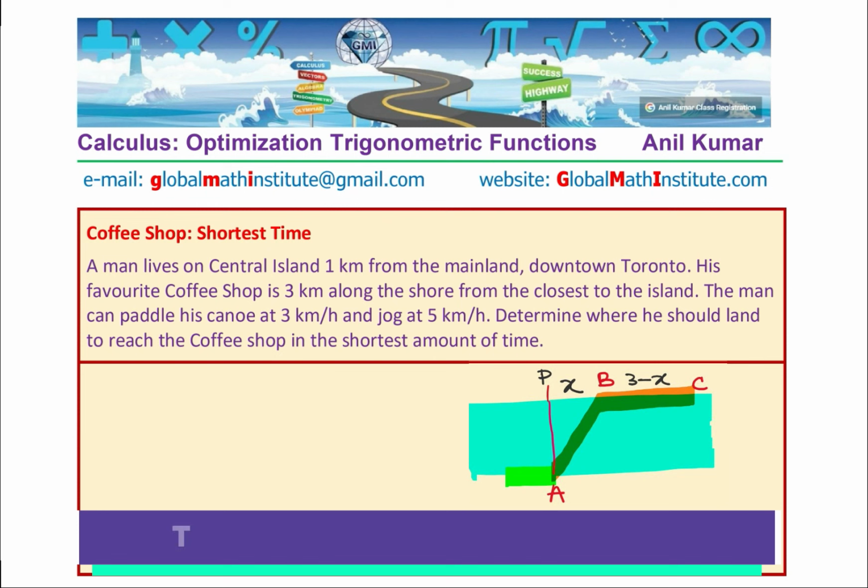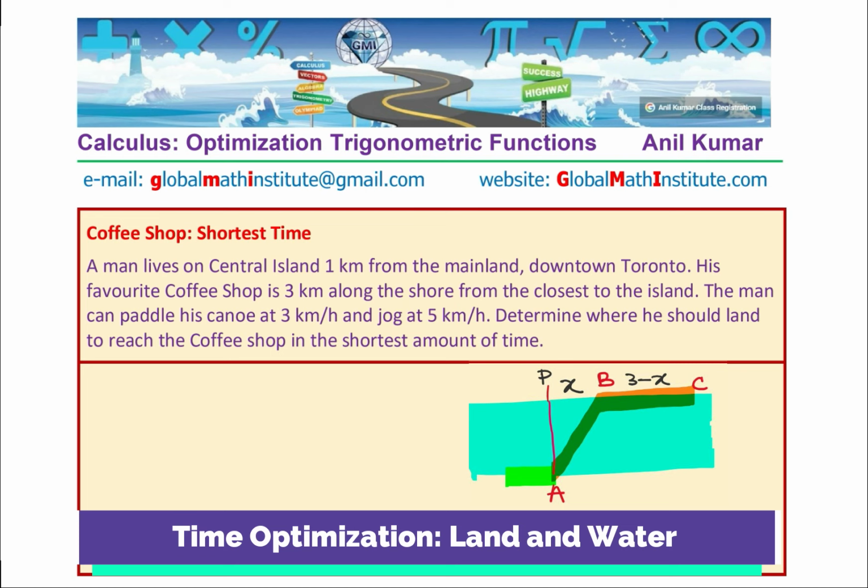Here is an important video in which we will understand optimization of time. We need to cross a river and then walk or run along the land. What is the best way to do it? That is all about this question, which can help you answer many similar problems relating to shortest time taken or sometimes the longest time taken.